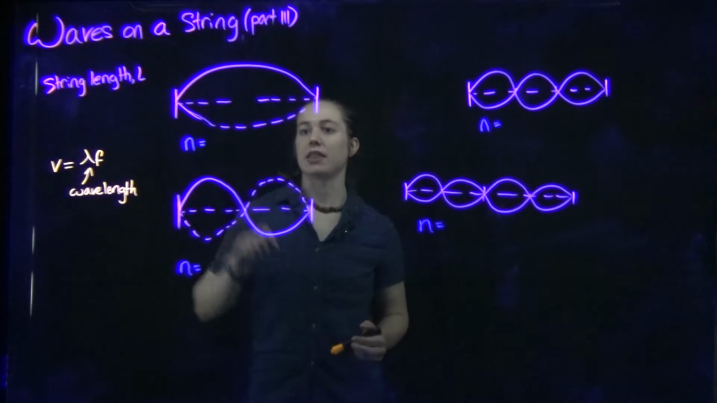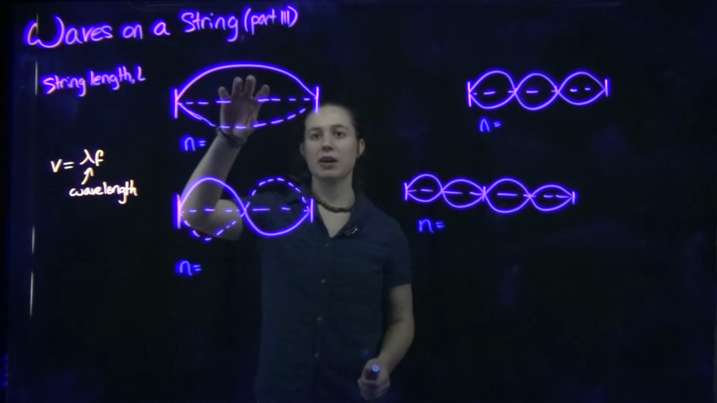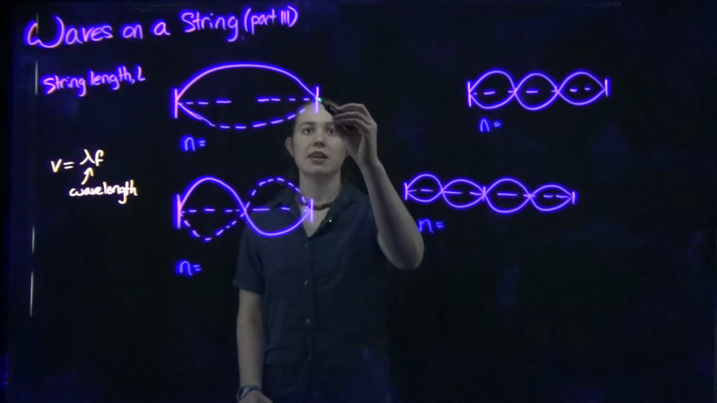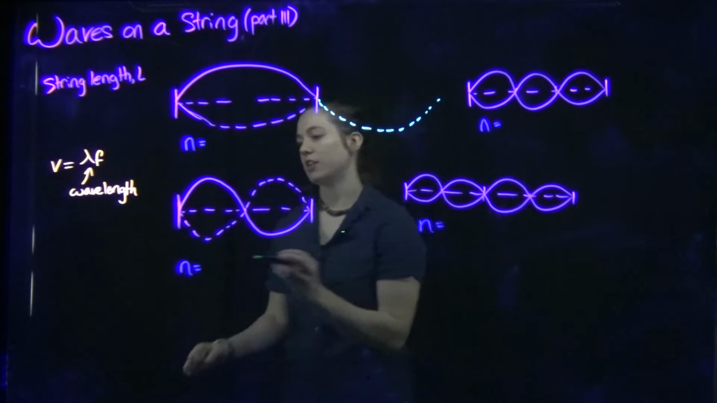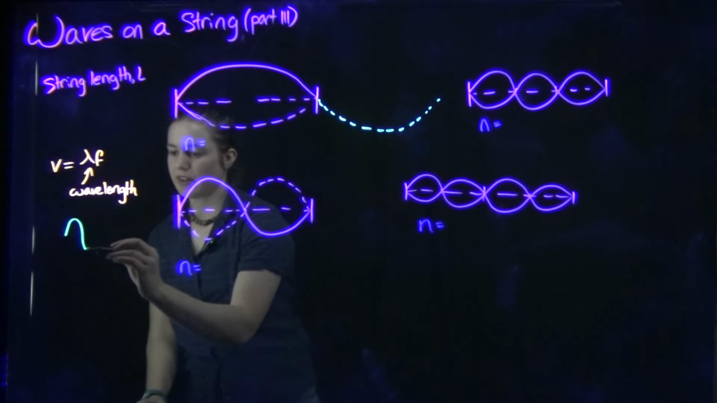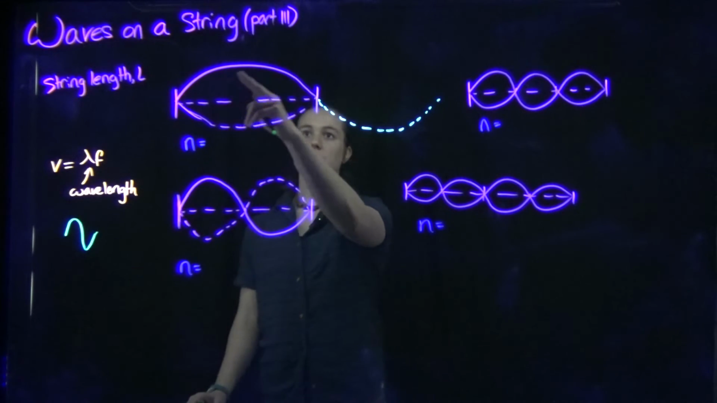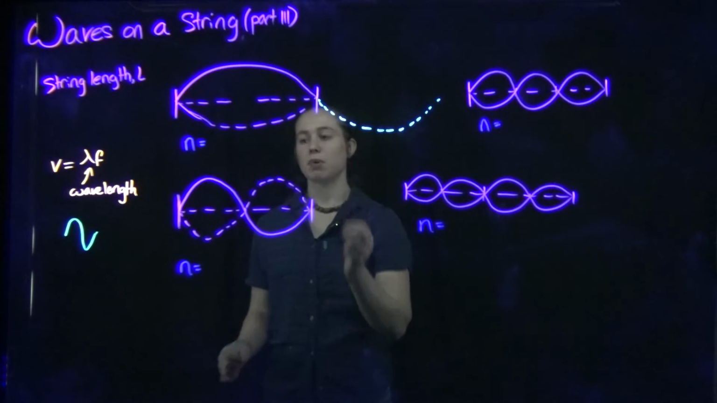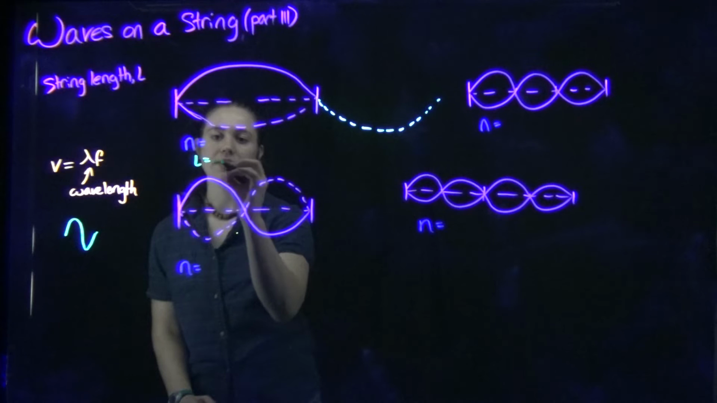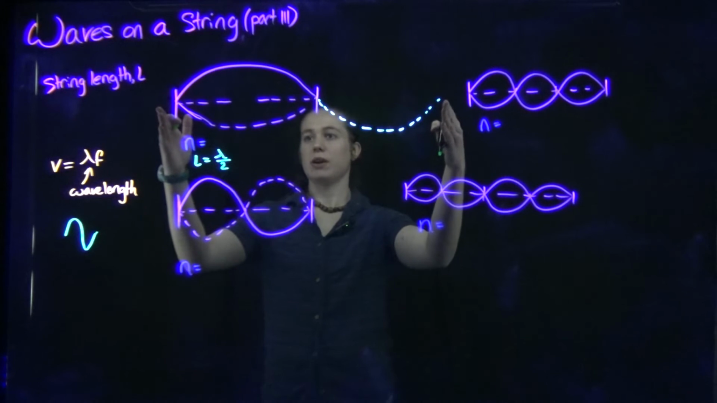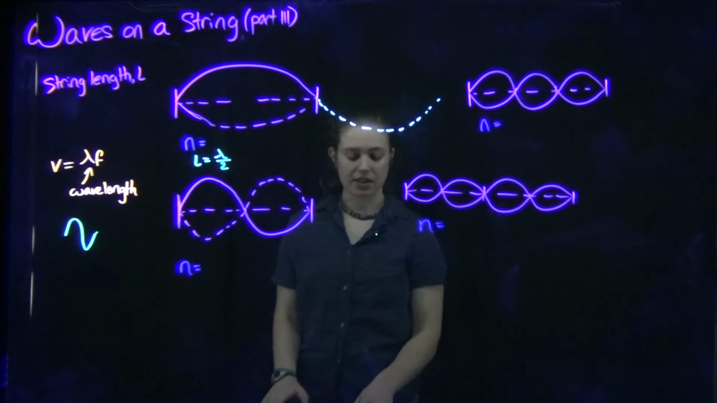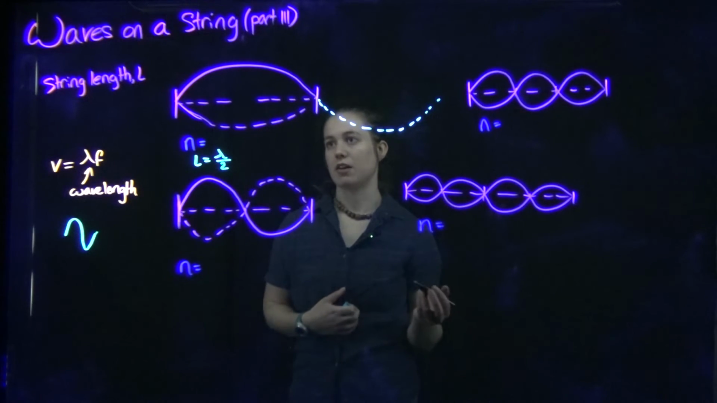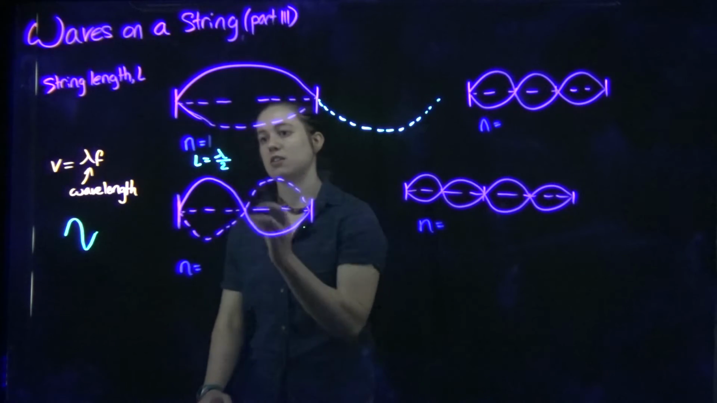Alright, so if we have a string with length L, we could have a standing wave pattern that looks like this. And if we just draw this back out here, imagine if we went a little bit farther. Remember, a full wavelength looks like that. So this would be one full wavelength, but we only have half of it. L is equal to lambda over 2, because this would be our full wavelength. We only have half, so half of a wavelength. N here, which is our number of antinodes, is 1.